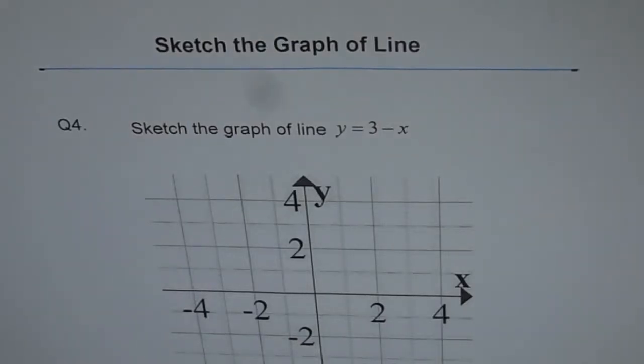Sketch the graph of line. Question 4. Sketch the graph of line y equals 3 minus x. Well, this time I kind of changed the equation a bit. By now you must have noticed, right?